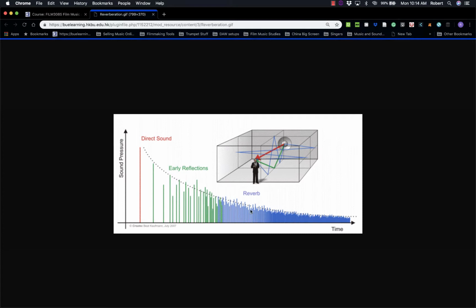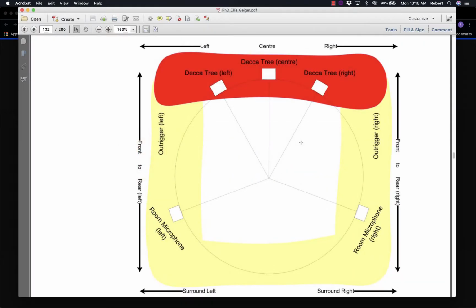Then after that we have the reverberant energy of the room. Reverberation time within a processor, also known as RT60, is how long it takes for that reverberant energy to drop by 60 decibels. So given direct sound, early reflections, which give us the perception of distance, and the reverberant energy, how might we use artificial reverberation within a 5.1 sound field?